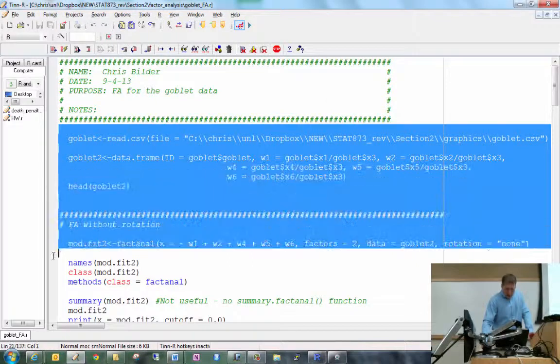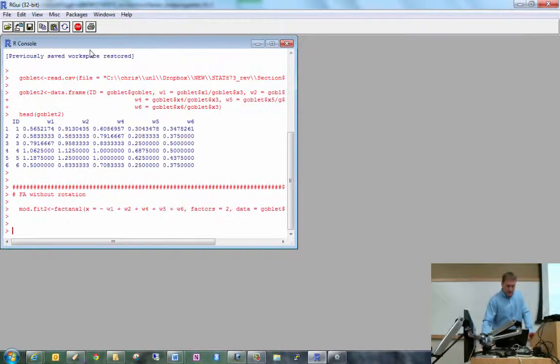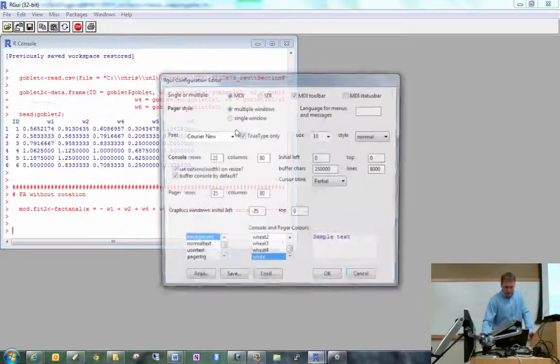I'm going to read in my data. I'm going to estimate my model with the factNL function. We're going to use 2 factors.